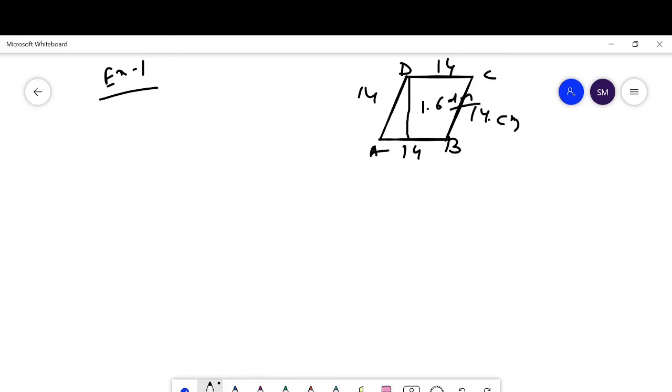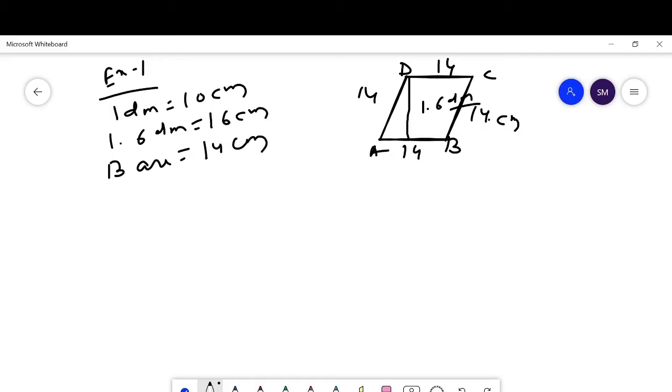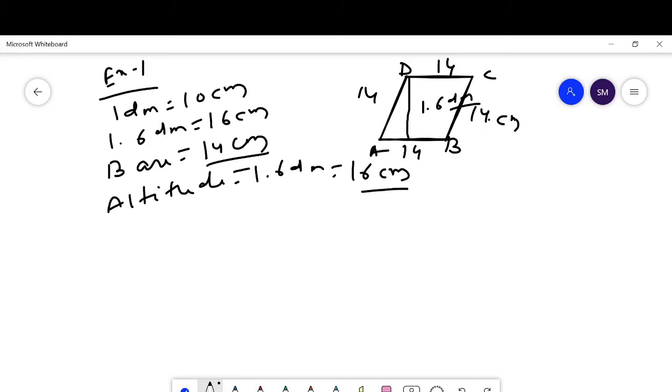At first, convert the dm into centimeter. 1 dm is equal to 10 centimeter, then 1.6 dm is equal to 16 centimeter. Here the base is equal to 14 centimeter and the altitude is 1.6 dm, which is equal to 16 centimeter. Always convert into the same unit before applying the formula and doing the multiplication.